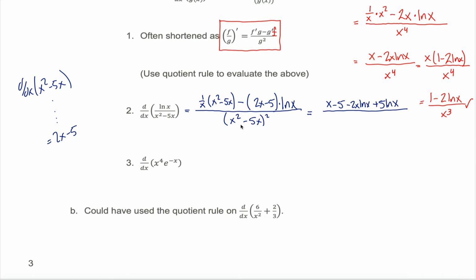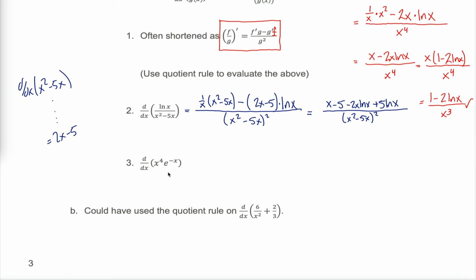And then down on the bottom here, if you really wanted to expand this to x squared minus 5x times x squared minus 5x, you could. I don't want to. I'm going to leave it as x squared minus 5x, squared, and I kind of wish I hadn't even gone any further than this. Either of these are perfectly acceptable answers in our class.